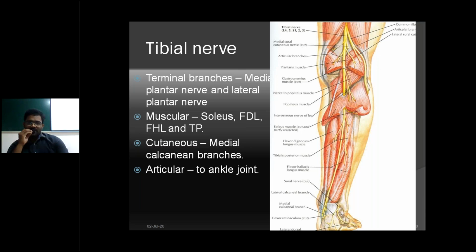But what about the remaining muscles of the posterior compartment of the leg, namely gastrocnemius and plantaris muscle? These muscles are also supplied by the tibial nerve, but the branches arise from the tibial nerve in the popliteal fossa. So ultimately, the muscles present in the posterior compartment of the leg are all supplied by the tibial nerve, but the origin of the branches is different from the site of the muscles.